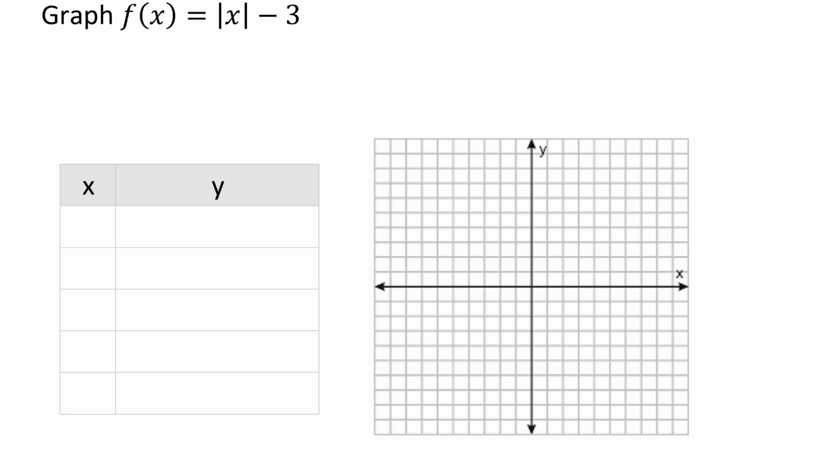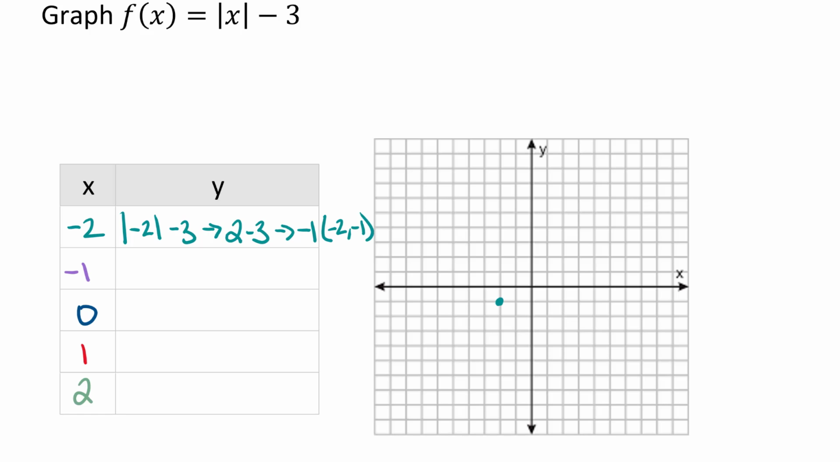All right, so this time we have f of x equals the absolute value of x, minus 3. And again, we're not given the points, we get to choose which points we use. So I'm again going to use -2, -1, 0, 1, and 2. They're just great points to use to start with to see what's actually happening. So if I take the absolute value of -2 and I subtract 3, well, the absolute value of -2 is +2. Minus 3 gives me -1. So this point here is at -2, -1.